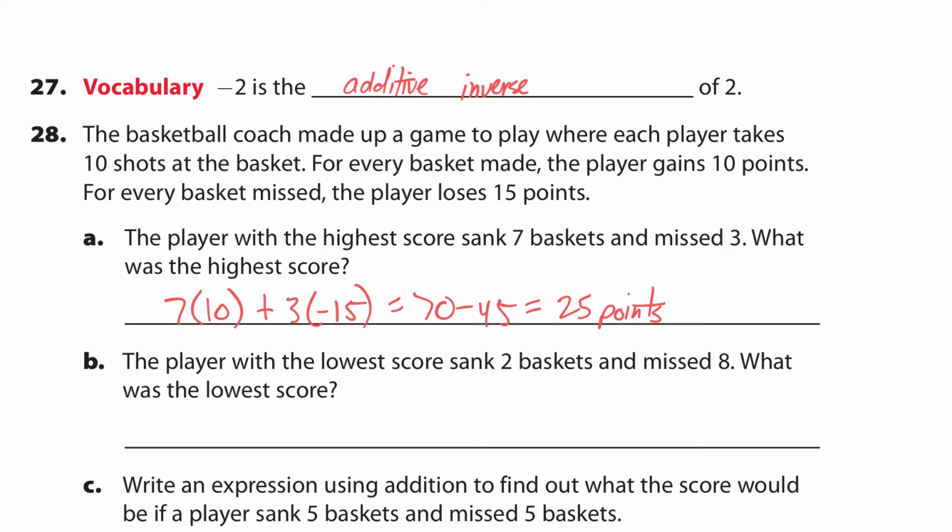The player with the lowest score sank 2 baskets, so 2 times 10, and missed 8, so plus 8 times negative 15. So that's 20 plus a negative, or minus, I'll probably just say minus. Minus 8 times 15, I don't know. 2, 4, 6, oh God, I can't think. Is it 120? Yeah, it's 120. So that is negative 100 points.